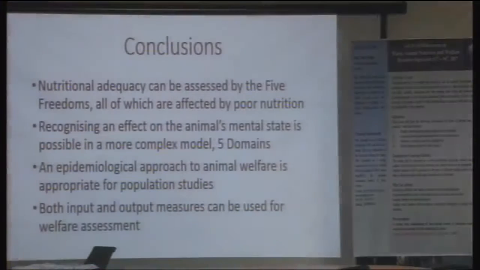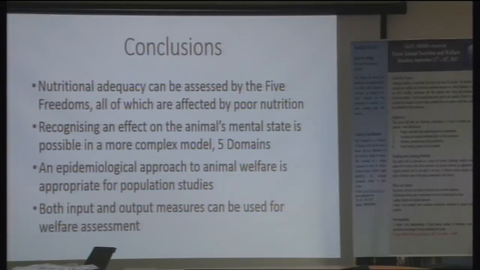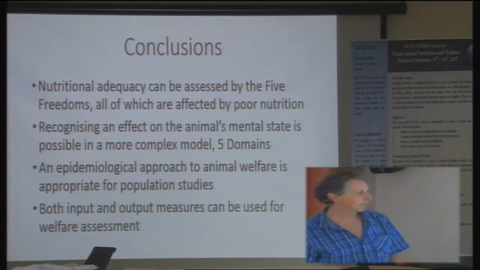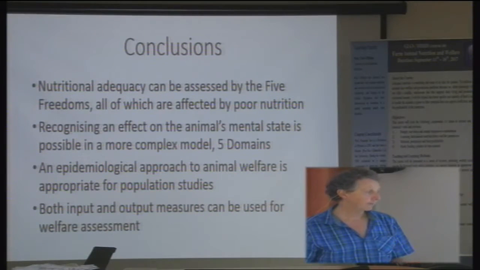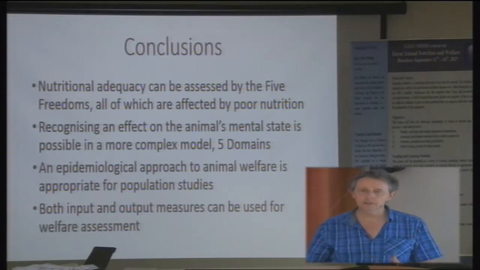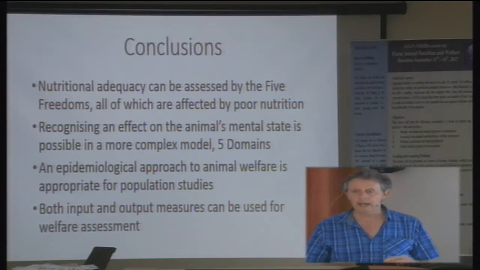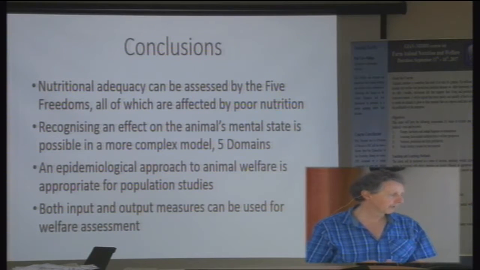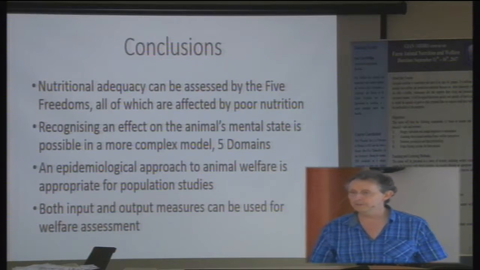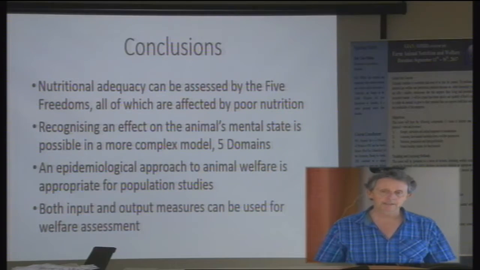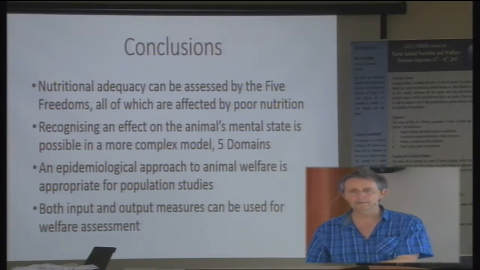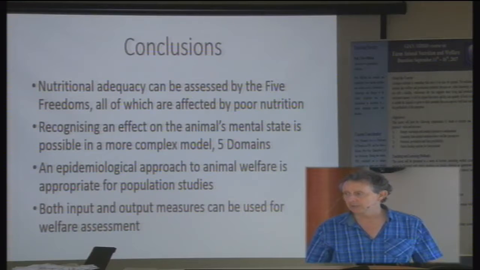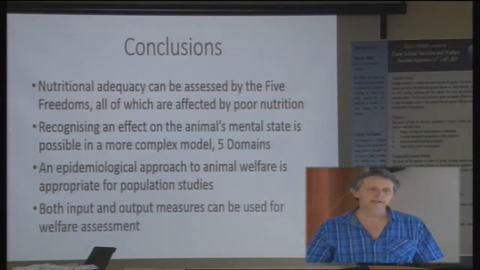Okay, so just to conclude, nutritional adequacy can be assessed by the 5 freedoms. They're all affected by poor nutrition. And then we also have the 5 domains model, which includes a recognition of the animal's mental state. We can take an epidemiological approach to animal welfare. That's appropriate if we're doing big population studies. You know, not just assessing one animal, but doing a big population. And then both input and output measures are usable and important.